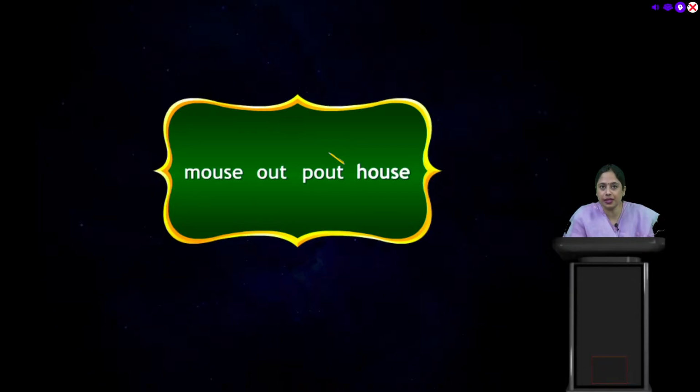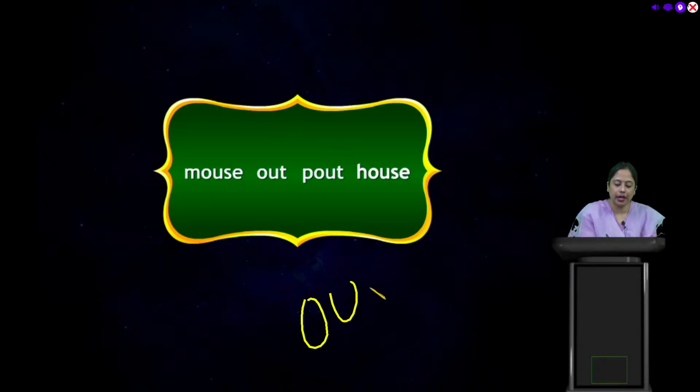See? Mouse. All of you say it. Try saying it for yourself. Repeat after me. Mouse, out, pout, and house. So when we say ow, it is the OU, the ow sound being produced in these 4 words. Okay, sorry for my cough, everyone.